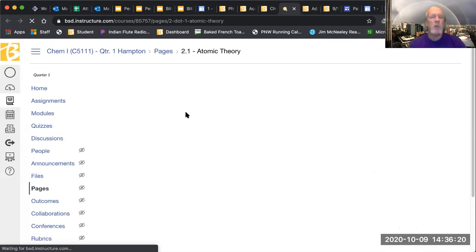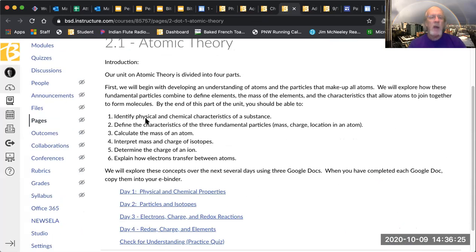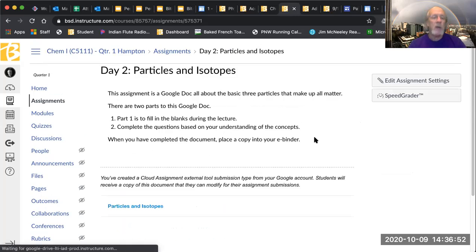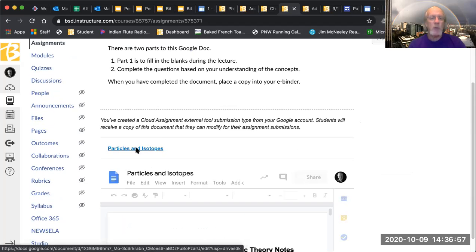All right, when you zip over here to our main page on atomic theory, last time we did identify physical and chemical characteristics of a substance. Today, we're going to define the characteristics of the three fundamental particles, as well as their mass, charge, and location. We're also going to calculate the mass of an atom. So let's get going. I'm going to hit number 2, particles and isotopes. Again, there is a Google Doc here for you to complete. And remember to add this to your e-binder.